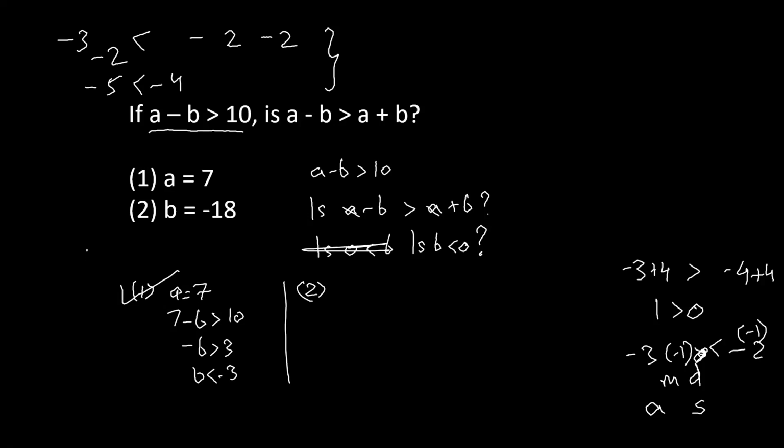Second statement, it's either answer option A or D. It gives me B is -18. This also tells me B is negative. This is sufficient. A is gone, D is my answer.